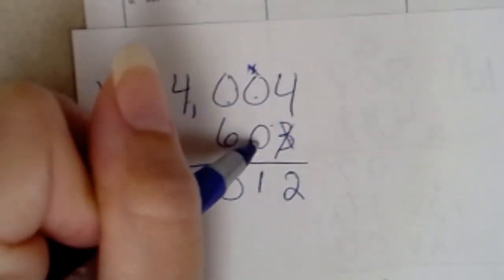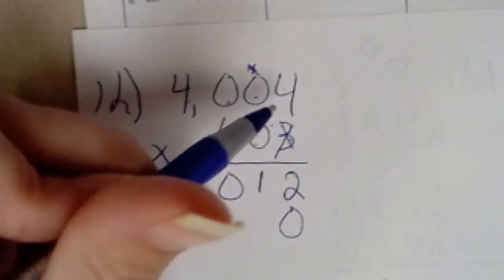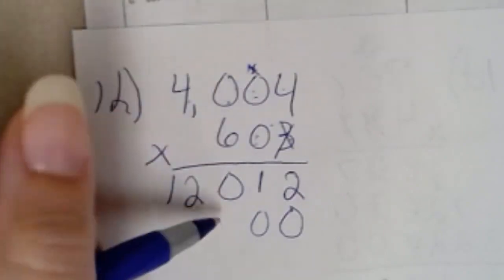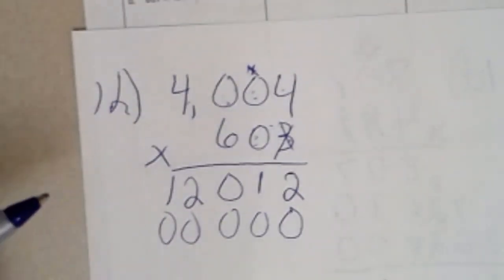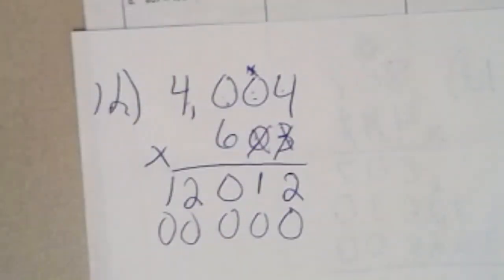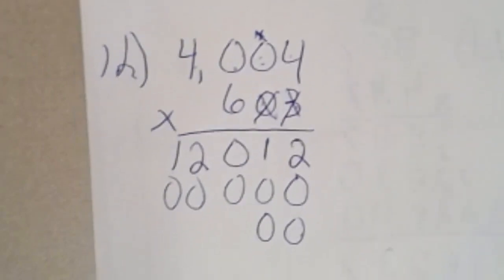We're done with our ones place. We're going to go to our tens digit, so we're going to put a placeholder. 0 times 4 is 0. 0 times 0 is 0. 0 times 0 is 0. 0 times 4 is 0. We're done with our tens digit. We're going to put down 2 placeholders to do our hundreds digit.